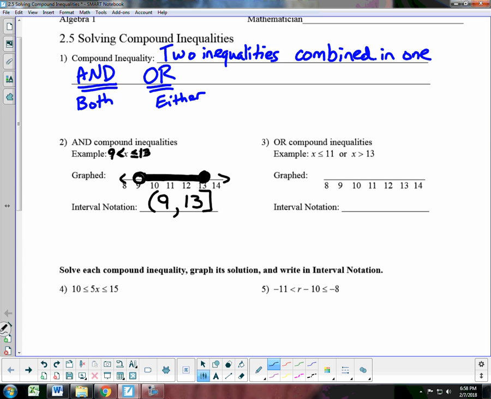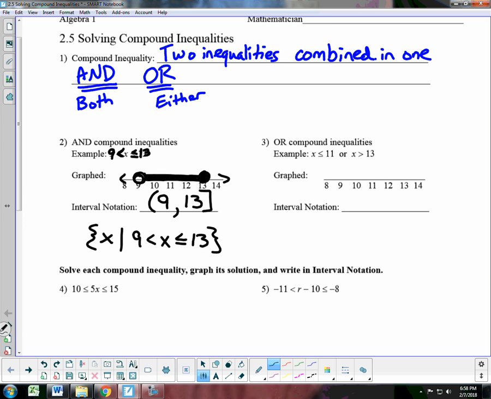Another thing that I don't have written here, but we can include, is set builder notation. It'll be very similar to our top example. So I'd start with a curly bracket, all x values such that 9 is less than x, which is less than or equal to 13, and then close with a curly bracket.